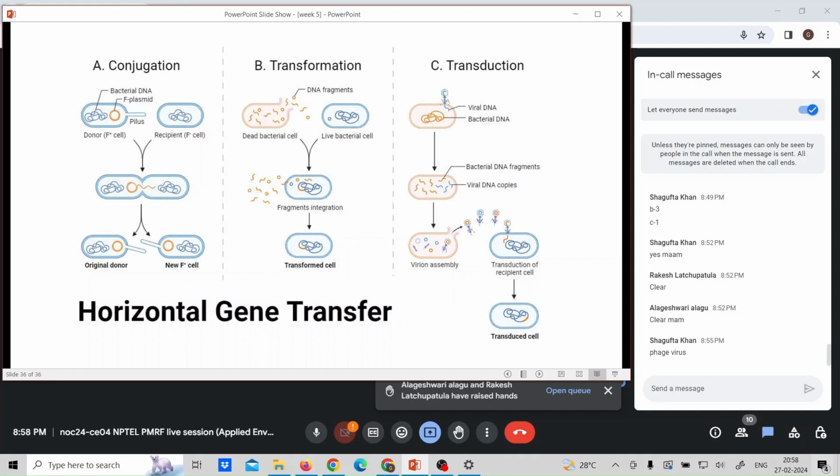These phages are released. When they are released, they can take up the bacterial genome along with them. When they go to infect another bacteria, this genome may be released and can get integrated into the genome of the other bacteria. So basically, phages facilitate gene transfer from one bacteria to another, and this phenomenon is known as transduction. So these are the three mechanisms in horizontal gene transfer. Is that clear?